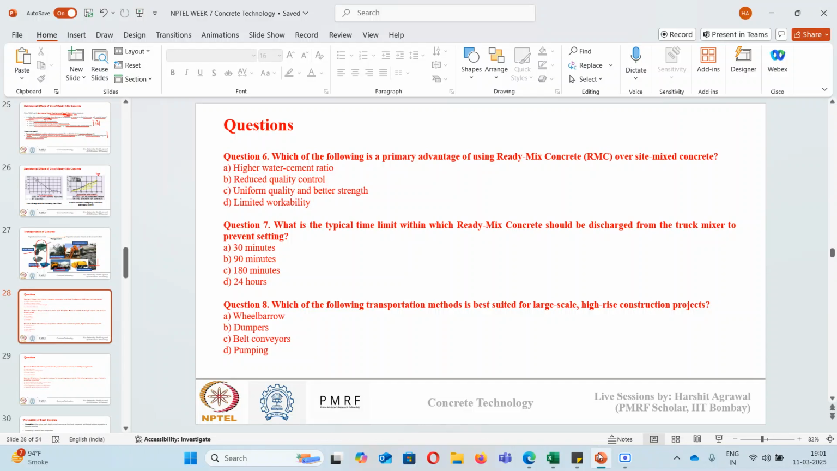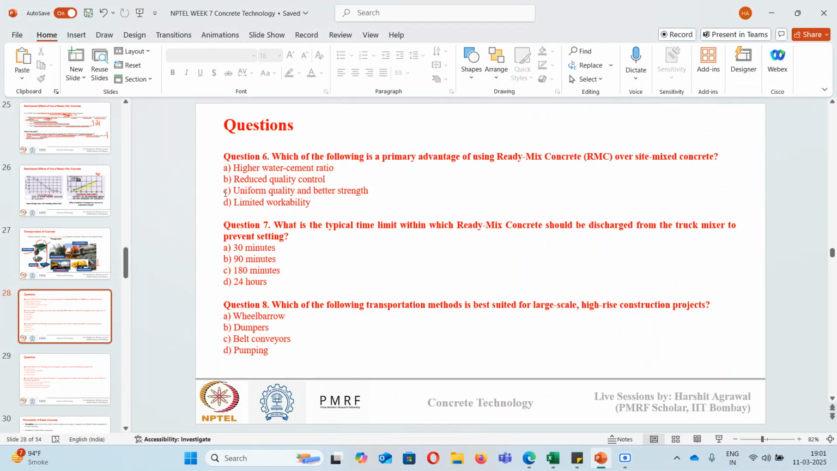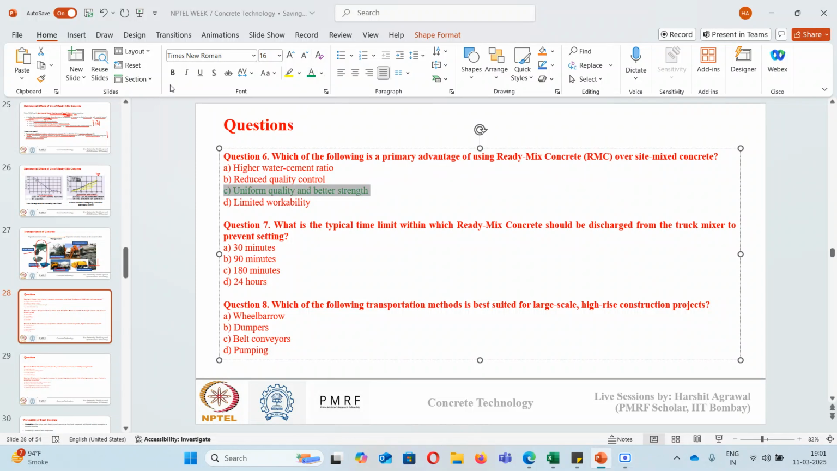Okay, sir. Try to answer this first question quickly now. Which of the following is a primary advantage of using RMC over site mixed concrete? Uniform quality and better strength. Okay, so the correct answer is uniform quality and better strength.